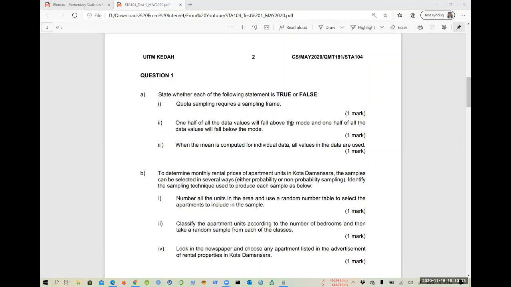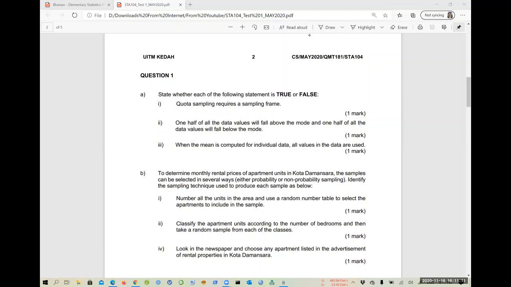A sampling frame is simply a list of all the elements in the population under study. Normally we require the sampling frame whenever we deal with probability sampling. So when you have probability sampling, most of the time you require a sampling frame. However, if you are doing non-probability sampling, normally you don't require any sampling frame. The only things that require a sampling frame are the ones using random sampling. The random sampling covers the 5 techniques that we discussed in the class: simple random sampling (SRS), systematic sampling, stratified sampling, cluster sampling, and multi-stage.